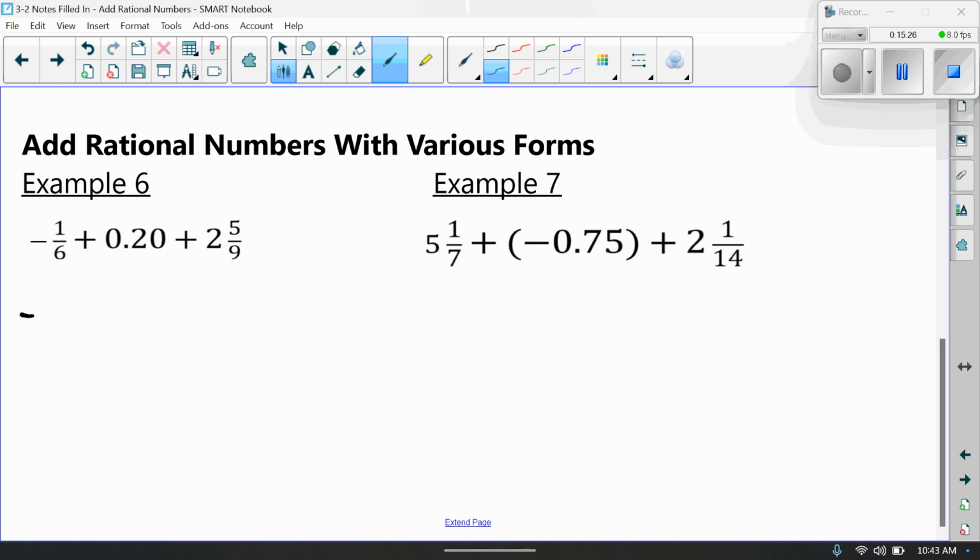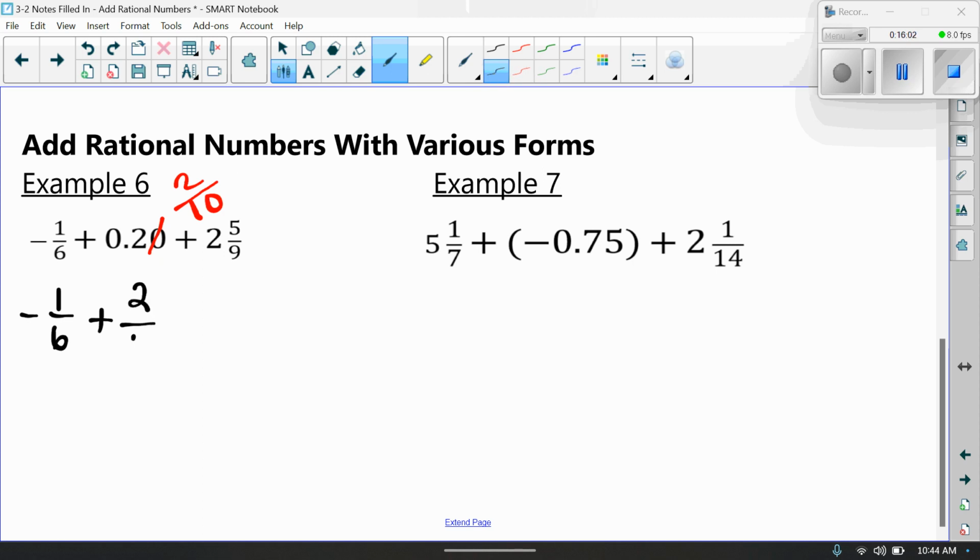So let's start. So we've got a negative 1/6, plus, now we want to change that next number to a fraction. Can somebody read that number for me correctly? So this is 2/10, okay? I'm not going to simplify it right now because if I need the tenths for common denominators, I'm going to leave it, okay? So that says 2/10.